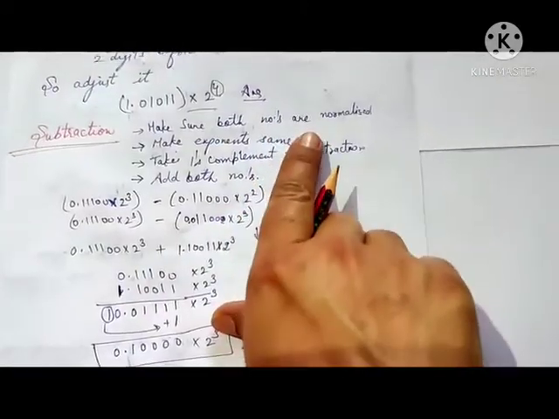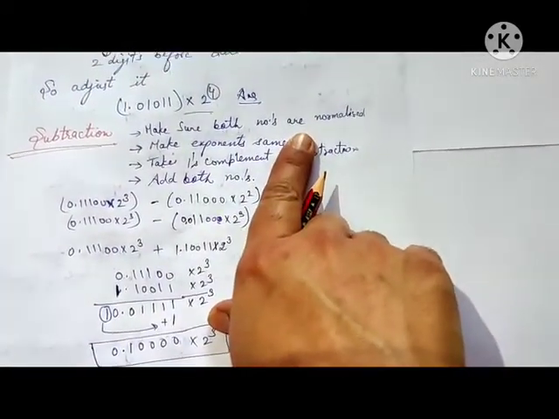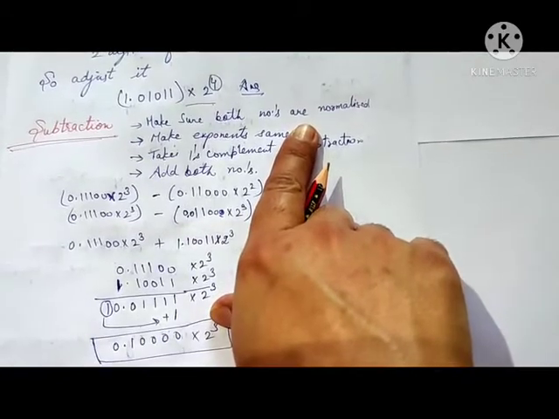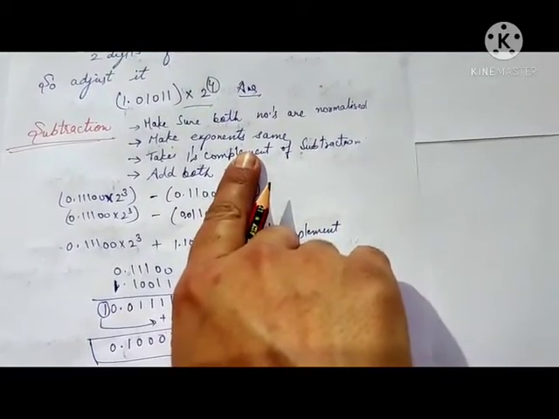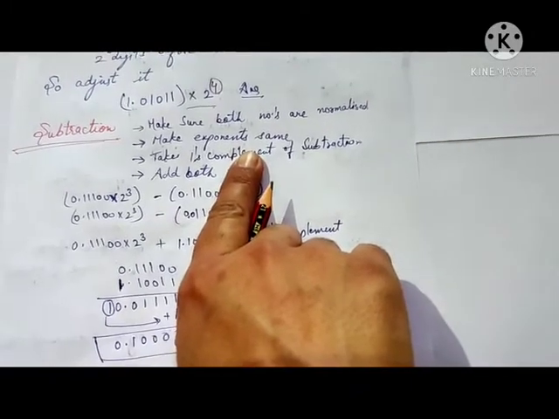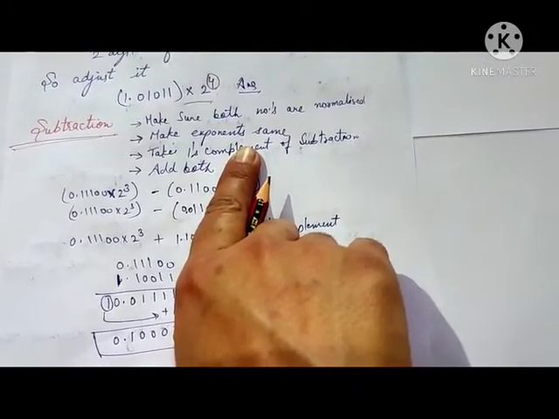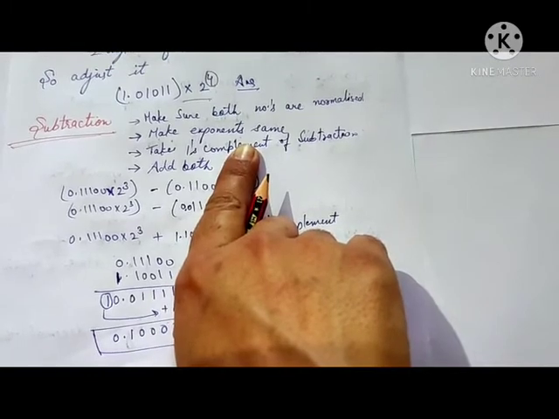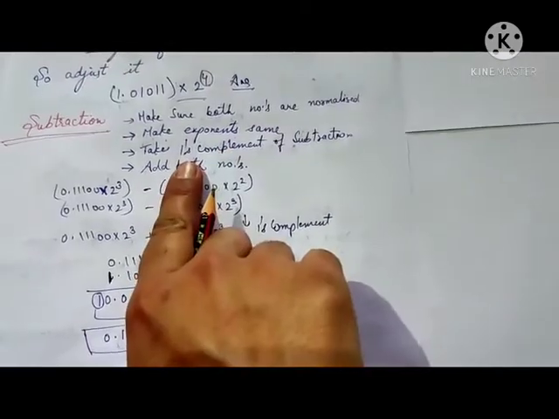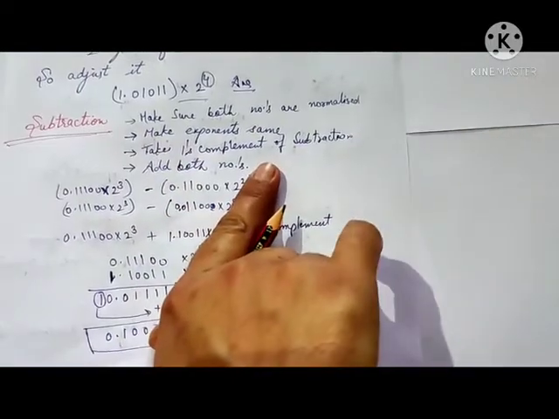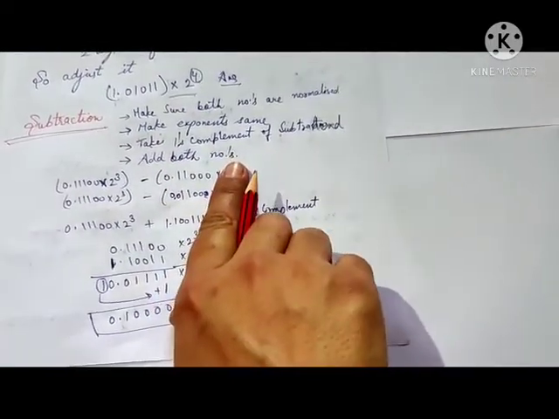Firstly, make sure both the numbers are normalized. Both should be in the scientific notation. Second, make sure the exponents are the same. If the exponents are different, then we have to adjust the smaller exponent to become the same as the larger exponent. The third step is to take the ones complement of the subtrahend, then add both the numbers.